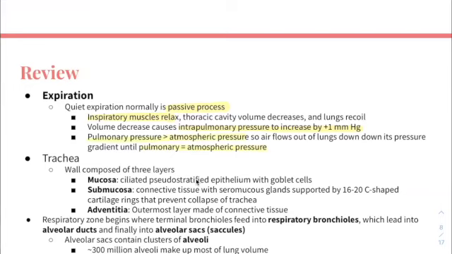Let's go back to the trachea. I tried to put this in somewhat of order, but some of it's a little bit out of order from going from the upper respiratory system and just working its way down. But our trachea has 3 layers. The innermost layer is the ciliated pseudostratified epithelium with those goblet cells that produce that mucus.